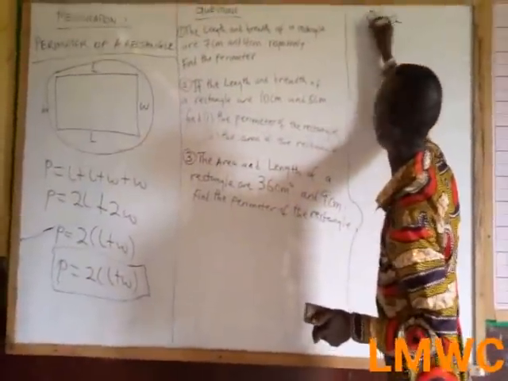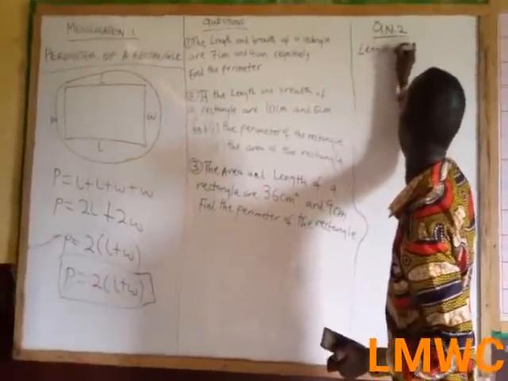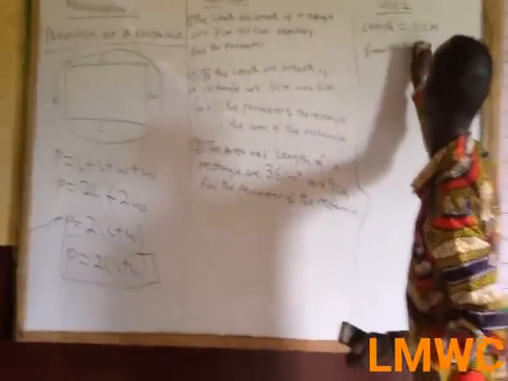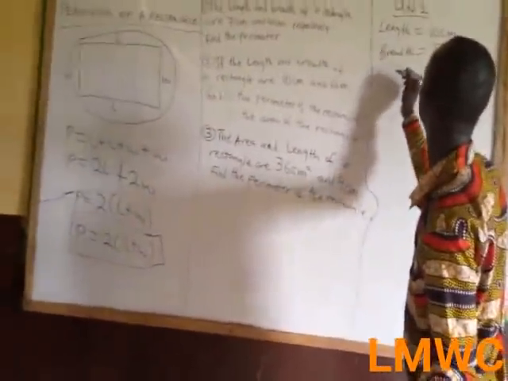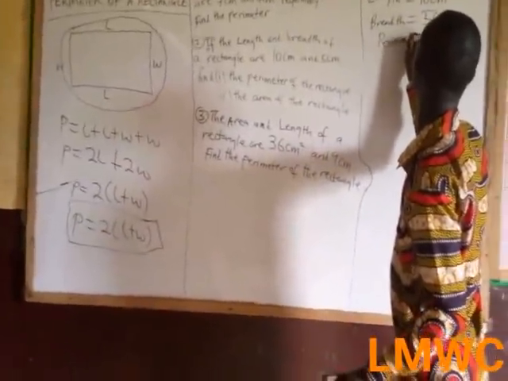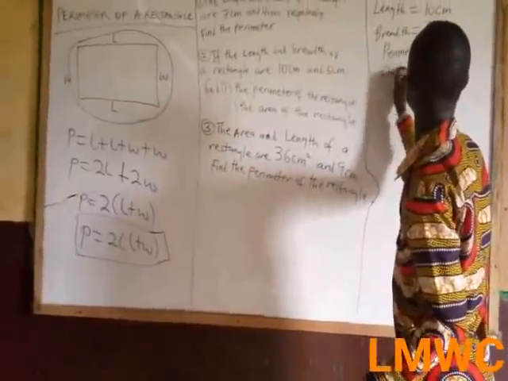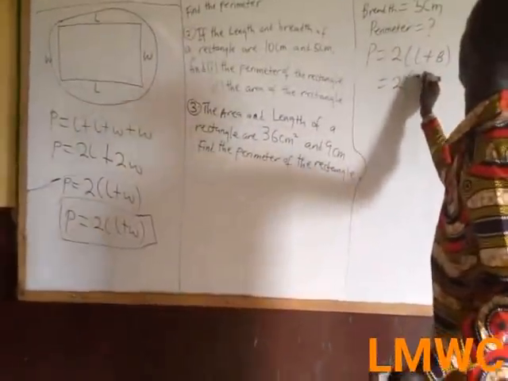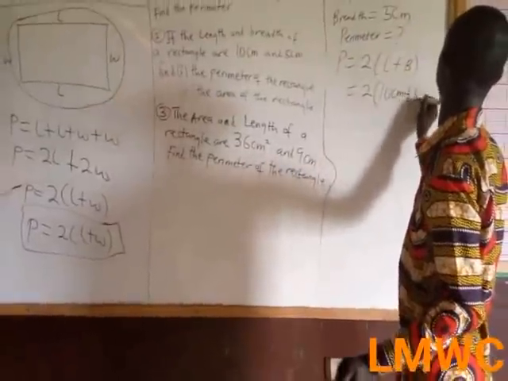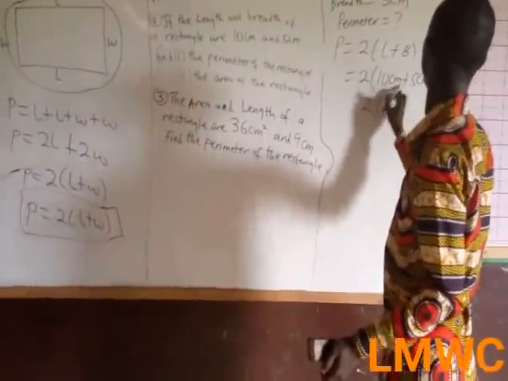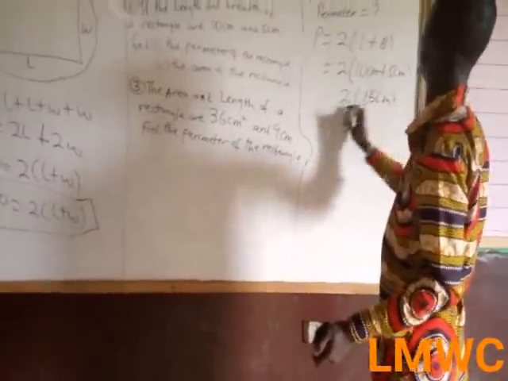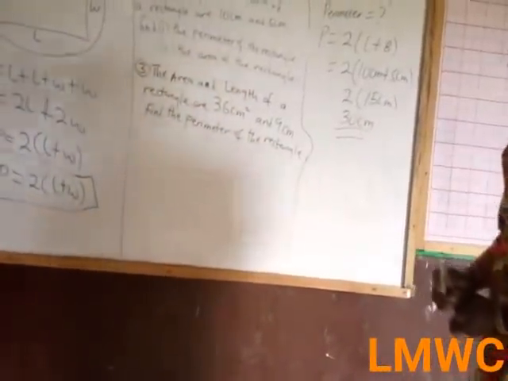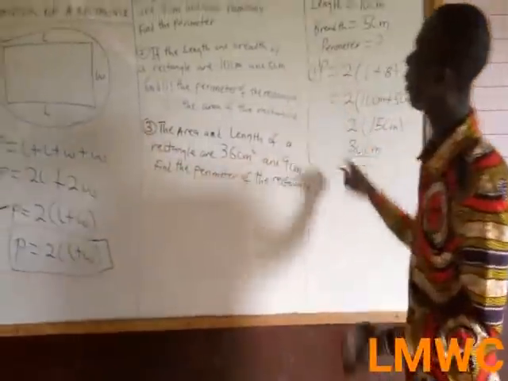Question 2. We know our length as 10 centimeters and breadth as 5 centimeters. We don't know our perimeter, so you bring a question mark. So P is equal to 2 bracket L plus B. So 2, what is L? L is 10 centimeters plus B, 5 centimeters. So 2, 10 plus 5 is 15 centimeters, and 2 times 15, we are getting 30 centimeters. We now know our perimeter to be 30 centimeters. This is our I.